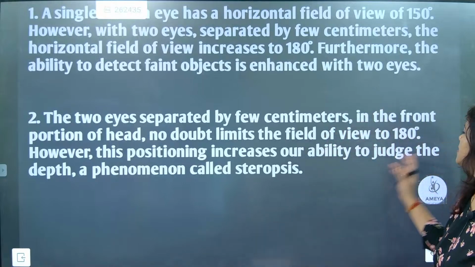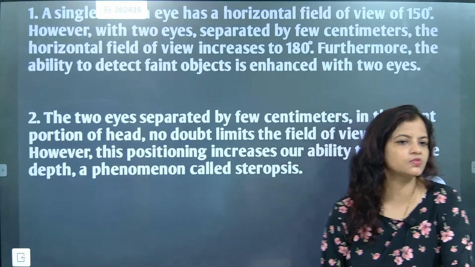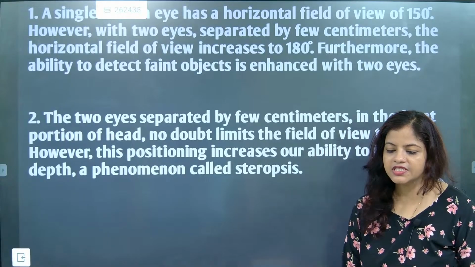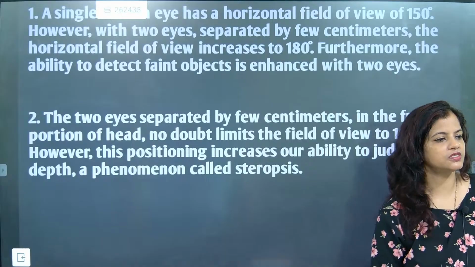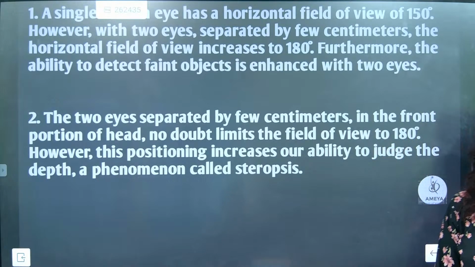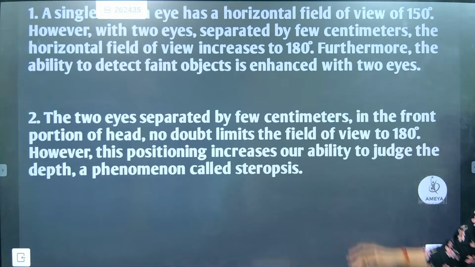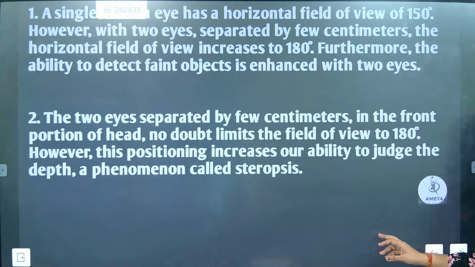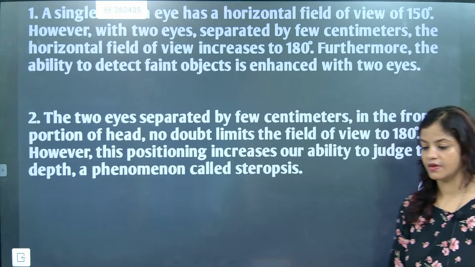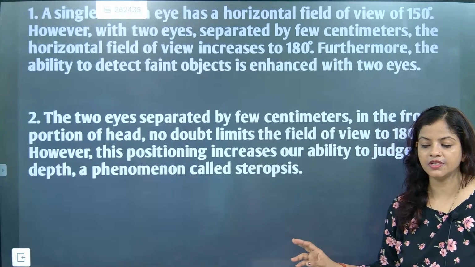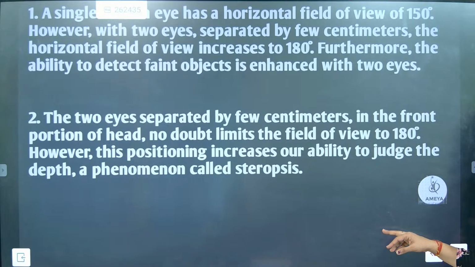And you know what, beta? What is this word called? Stereopsis. This phenomenon of the ability to judge depth is called stereopsis. Done? Noted? Yes, Hira, absolutely correct, beta. It is called stereopsis. Done? Deal? Shall we go forward, beta?